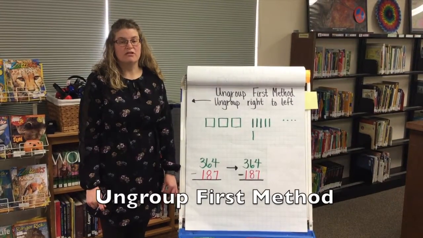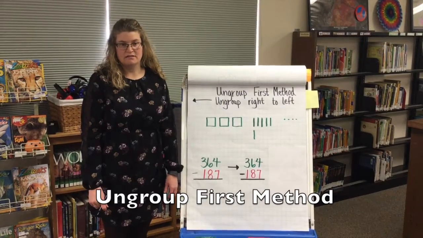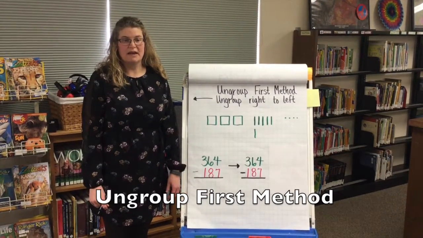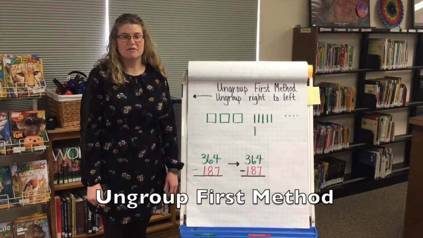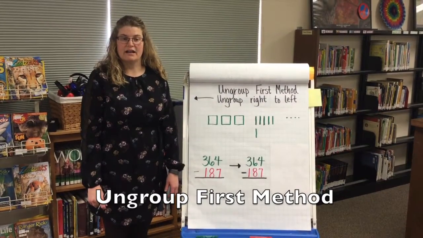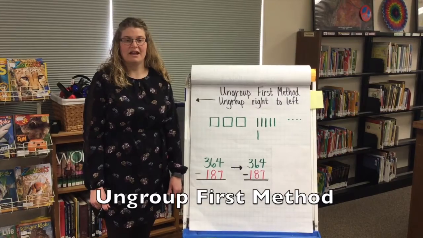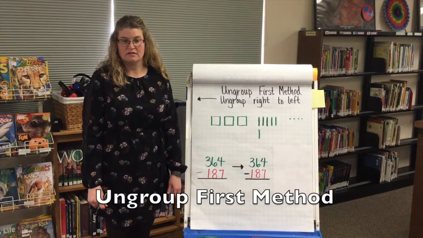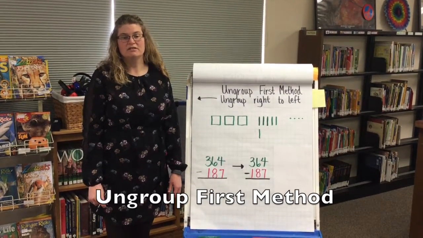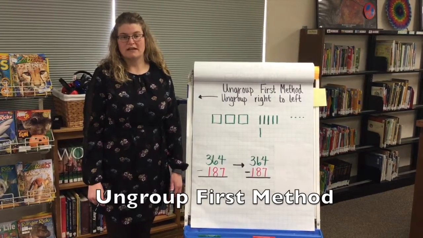177. Another method used in 3rd grade is the ungroup first method. This method connects the expanded method to the U.S. customary method. Students analyze the quantities before subtracting and make any ungrouping before subtracting. Students can work from left to right or right to left.